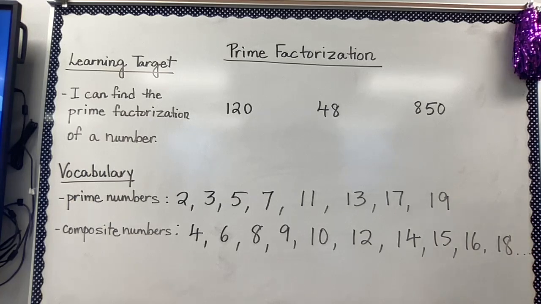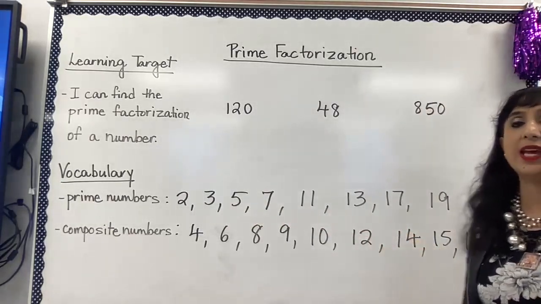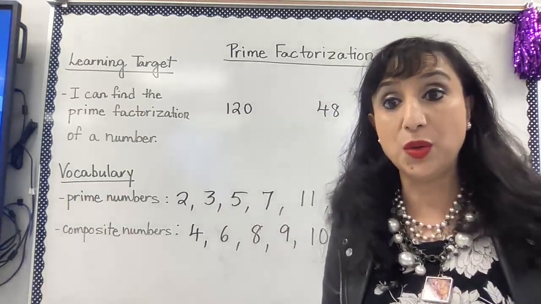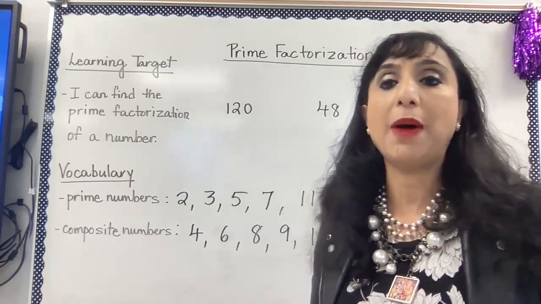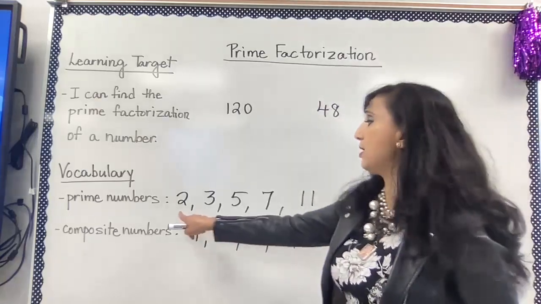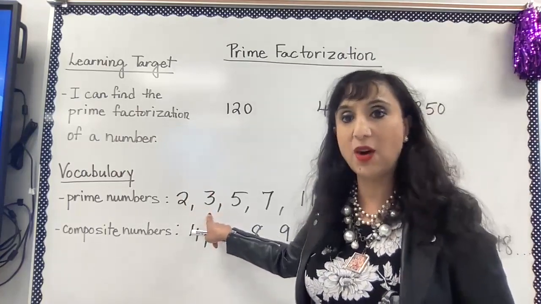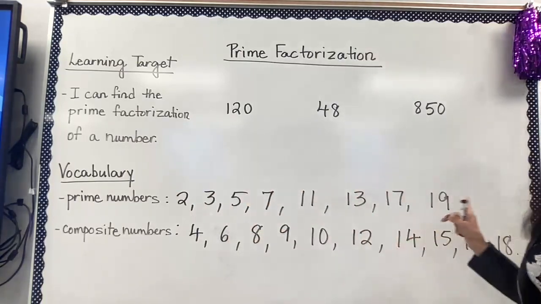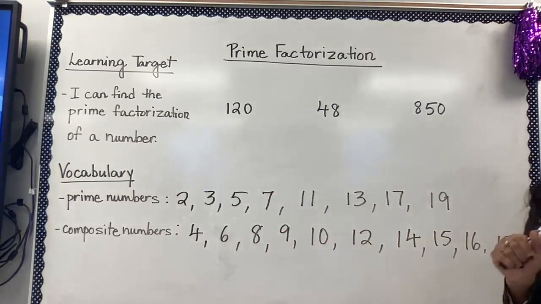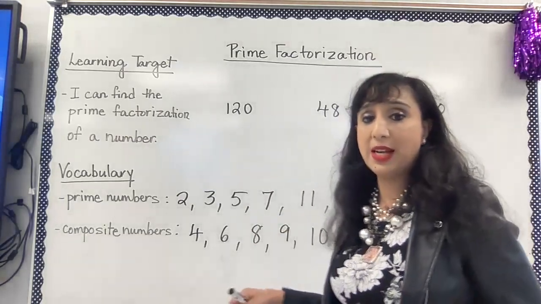Now, if I look at this, as I can see, these numbers are prime numbers, the ones I've written on the top, because they are only divisible by two numbers. That is the number itself or by one. So 2 is divisible only by 2 or 1. 3 is divisible only by 3 or 1. 5 is divisible only by 5 or 1. 19 is divisible only by 19 or 1. Okay, but look at composite numbers.